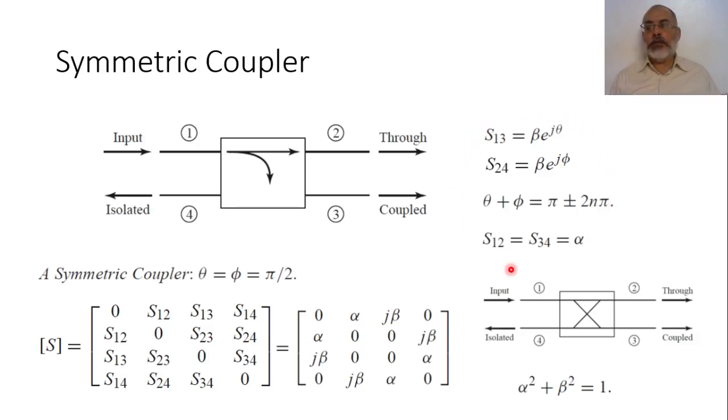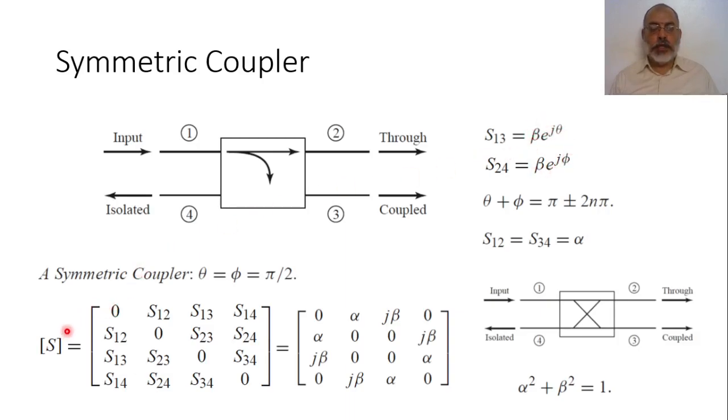Now, a special case for the directional coupler is when theta plus phi equals pi, where theta equals pi over 2 and phi equals pi over 2. In this case, both S13 and S24 have the same magnitude and the same phase. So this special case is known as the symmetric coupler. In the case of the symmetric coupler, S13 equals S24 equals beta multiplied by e to the power j pi over 2. E to the power j pi over 2 is actually j.